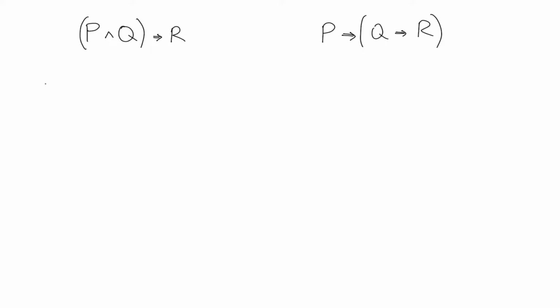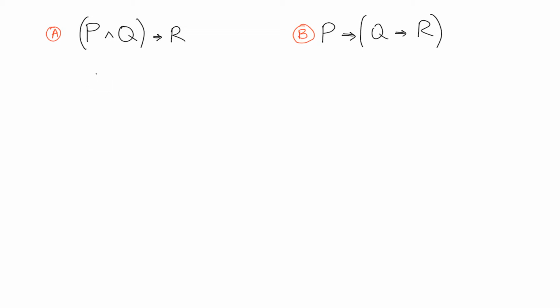Here I have two propositional formulae. The first one says P and Q implies R. The second one says P implies Q implies R. So if I call these formulae A and B, we could try to interpret these formulae.